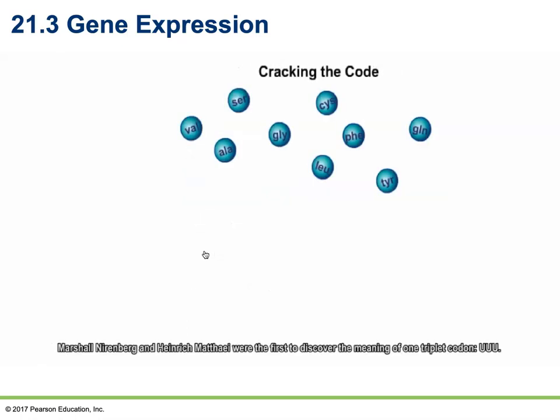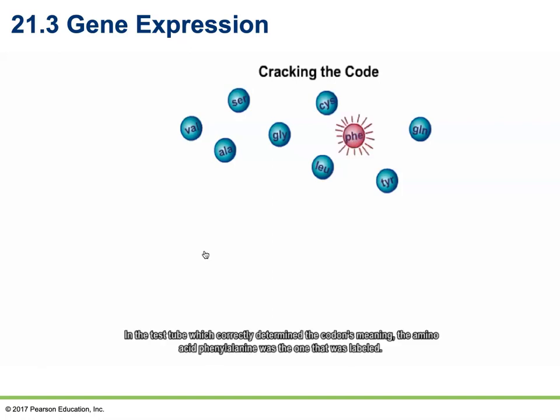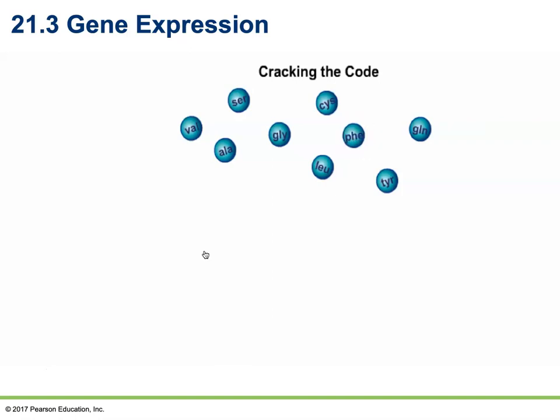Marshall Nirenberg and Heinrich Matthaei were the first to discover the meaning of one triplet codon, UUU. First, they set up 20 different test tubes, each carrying all 20 amino acids. In each one, they labeled only one amino acid radioactively. In the test tube which correctly determined the codon's meaning, the amino acid phenylalanine was the one that was labeled.